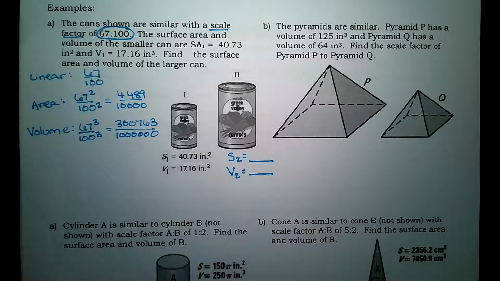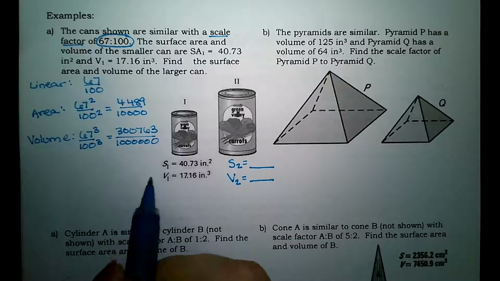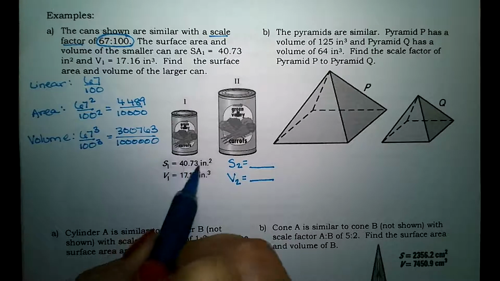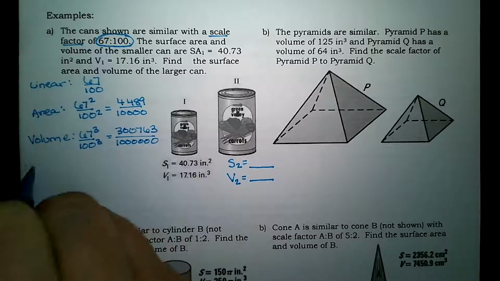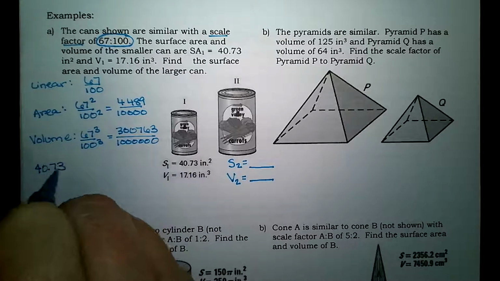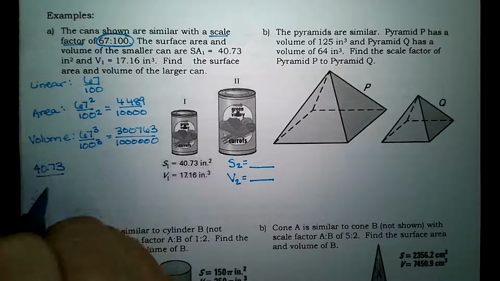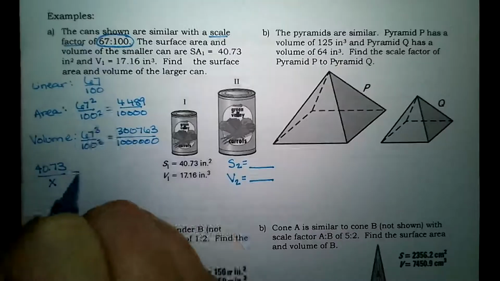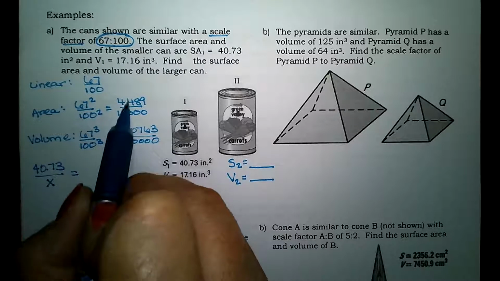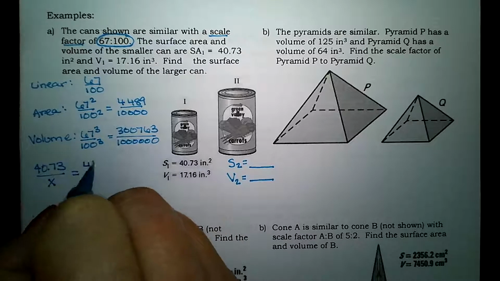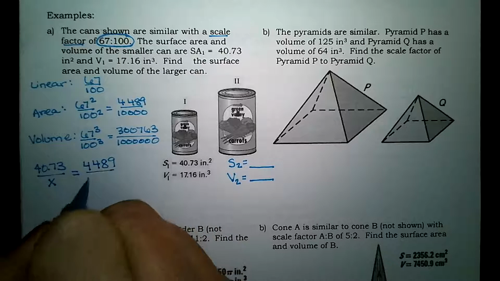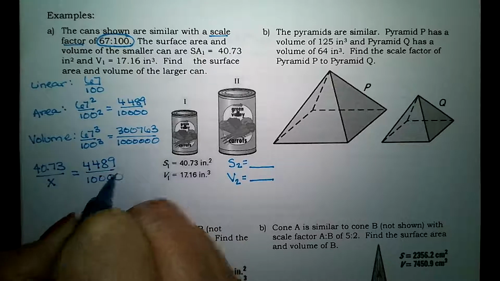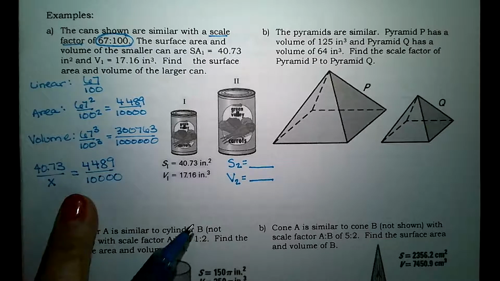So now I can set up my proportions. Let's work on our surface area proportion first. The surface area of the small can is 40.73. We're trying to find the surface area of the larger can. I'll call it x. We now have a ratio to set area to. Small on top versus large on bottom. This algebra should look pretty familiar to you. I'm going to cross multiply.